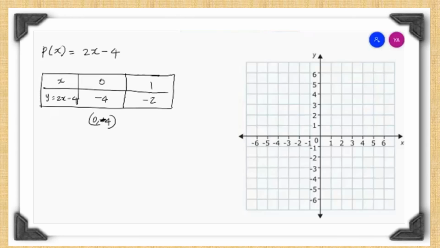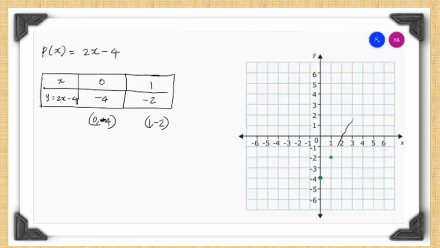So (0, -4), where will that be? The x coordinate is 0, y coordinate is -4, so that will be here. And the next point is (1, -2). The x coordinate is 1 and the y coordinate is -2, so it will be here. So we got 2 points. If you get 2 points, you can draw the line.